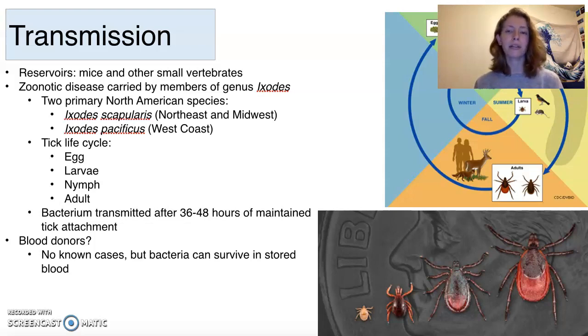The tick life cycle has 4 main stages: the egg, larvae, nymph, and adult stage. So down on the right, you can see the 6-legged larva, the 8-legged nymph, the adult male, and the adult female. The bacterium for Lyme disease is transmitted 36 to 48 hours after maintained tick attachment. So if you remove the tick before that time, you're actually much less likely to contract the disease.